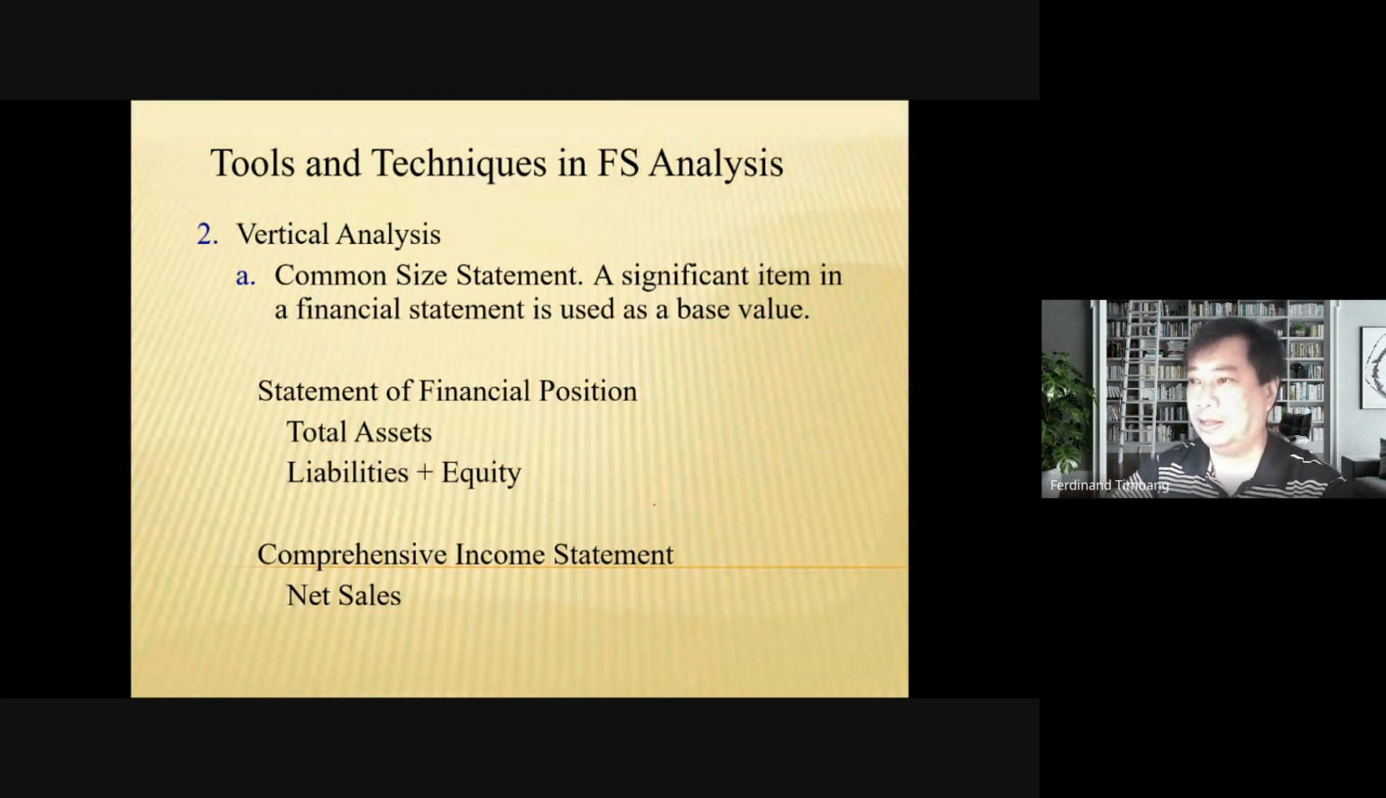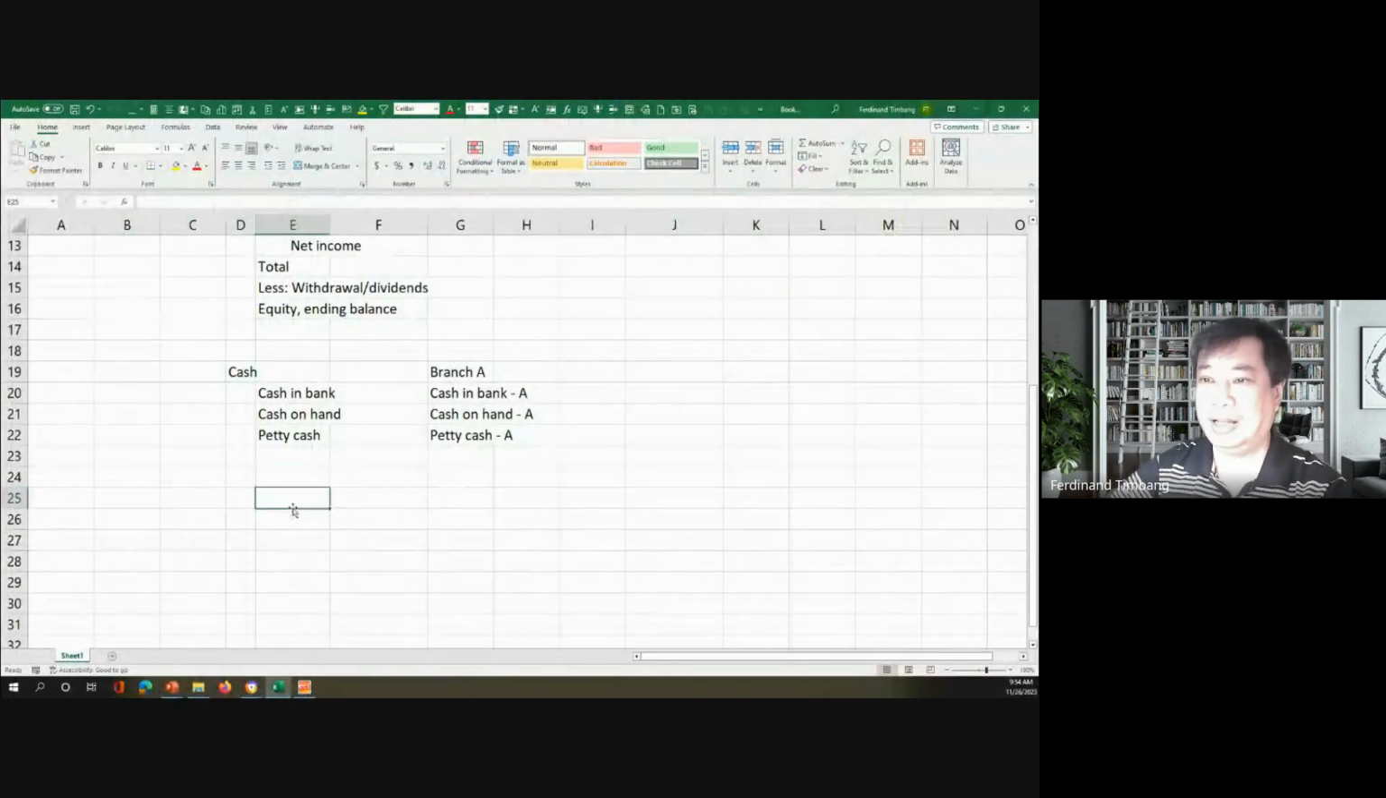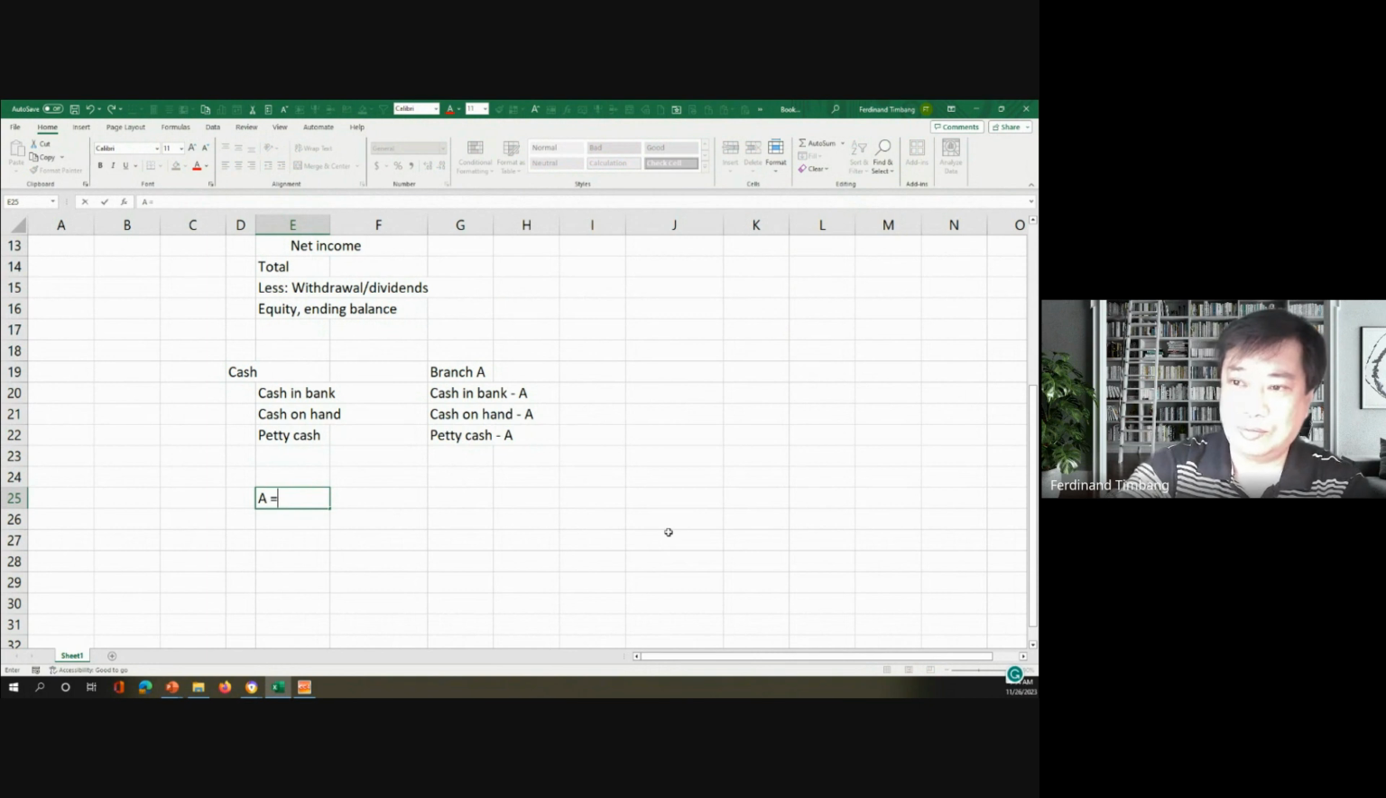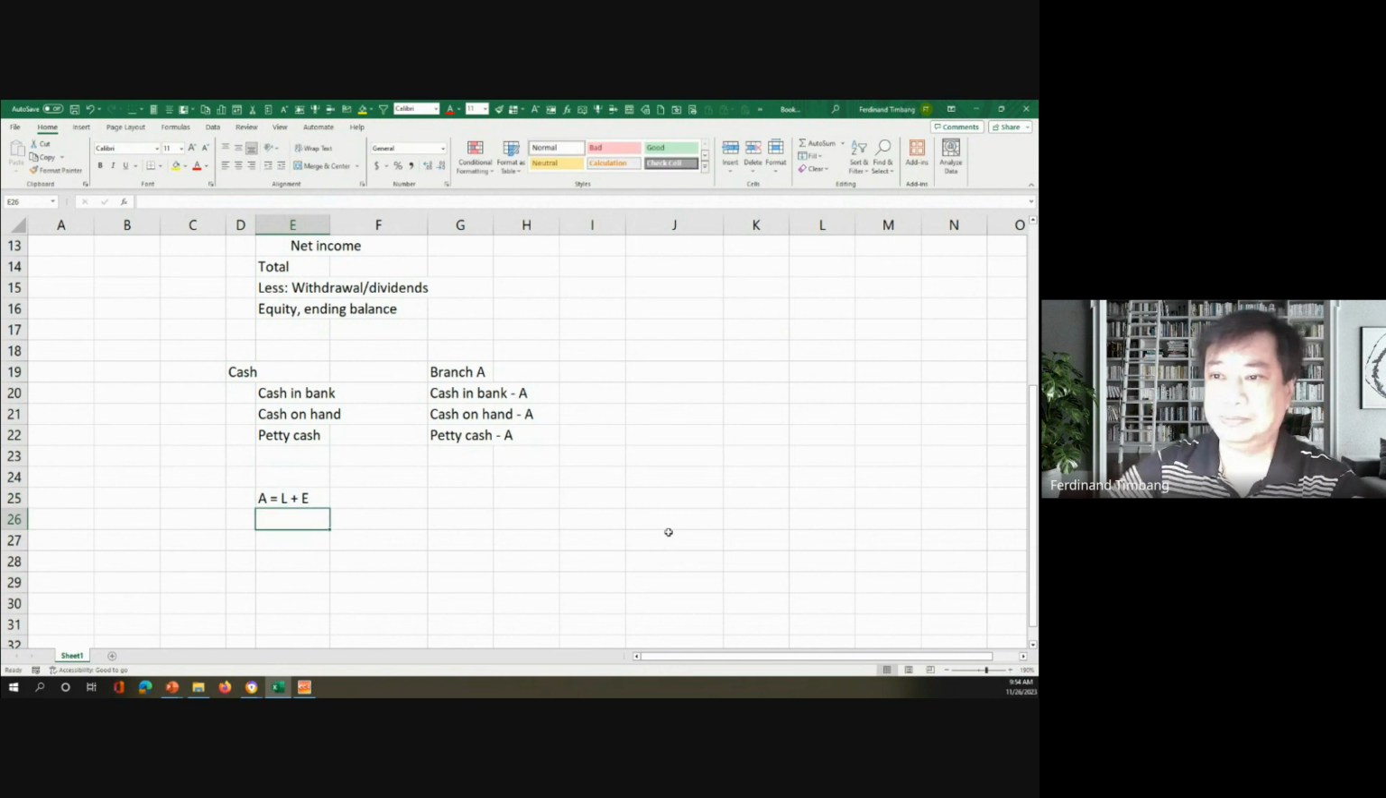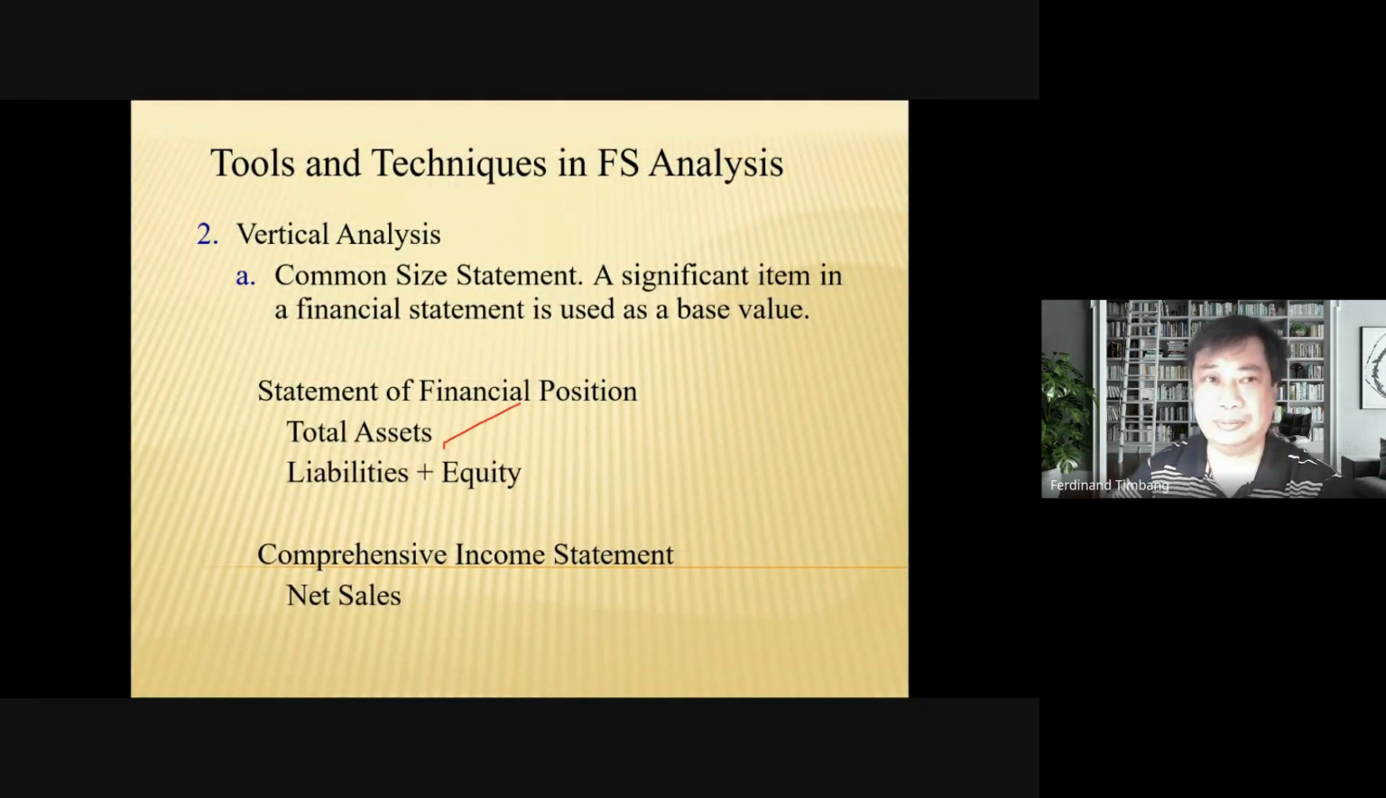Kasi di ba, if you still recall, sandali, sulat ko na lang. Alam naman natin ang basic equation natin is assets is equivalent to liabilities plus equity. So yan yung basic accounting equation natin. Kaya whether you use only the assets, as presented here, okay lang. Okay naman yung total liabilities plus the total equity, kasi equal naman itong dalawa na to.